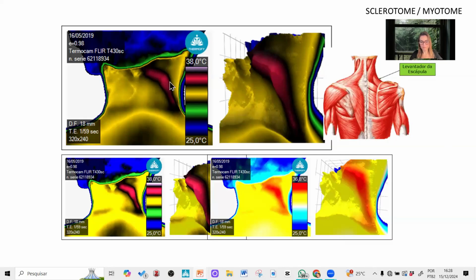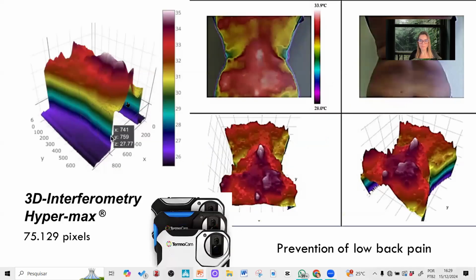And here is the posterior cervical. There's a contraction of the cervical muscles, and you see here a very interesting shape. It's also possible to see it on the 3D image, but the idea is the same: asymmetry, in the direction of the muscle.